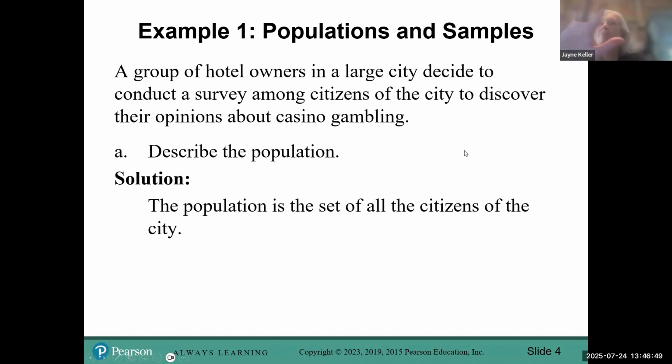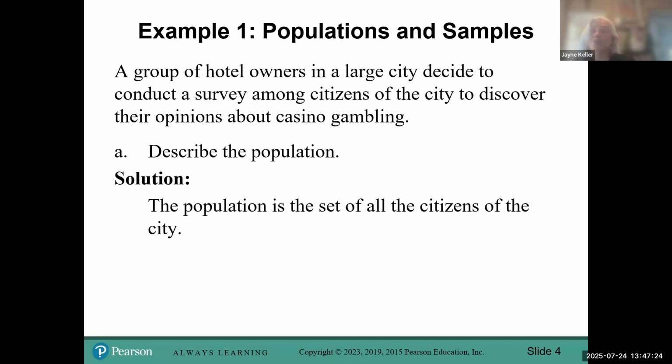So first, let's start very simply, and sometimes students get confused on a problem like this one because it is very simple, so don't overthink it. So if I have a group of hotel owners in some large city, and they want to conduct a survey among the citizens of the city to ask them what are their opinions about casino gambling. Okay, so the population they're interested in, that's the whole group, all of the citizens of the city, every single person who lives in the city.